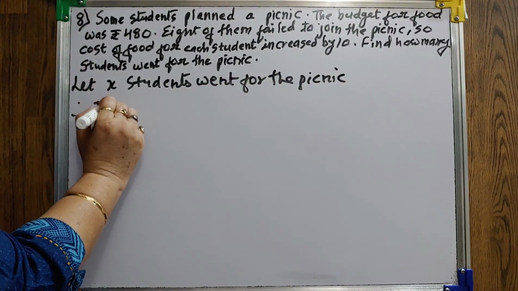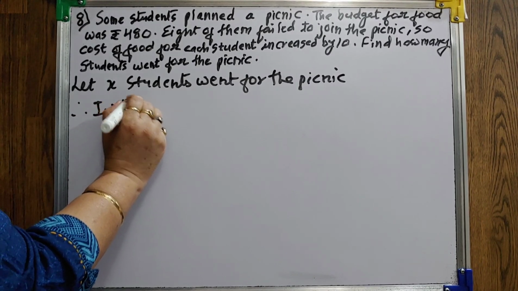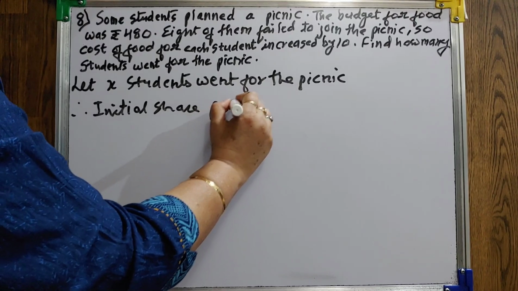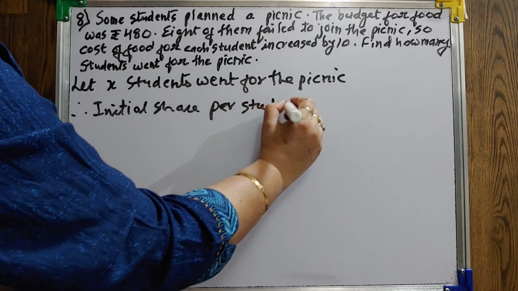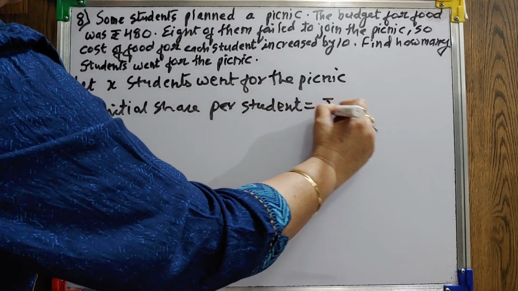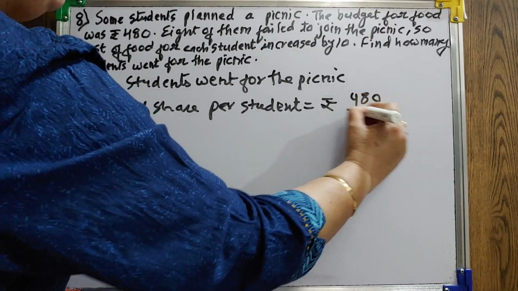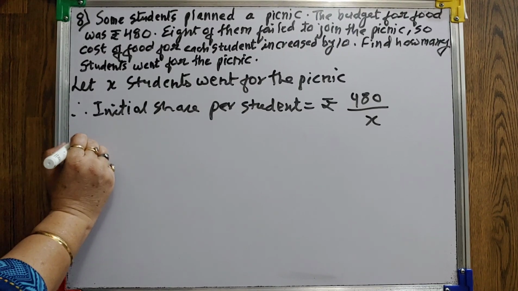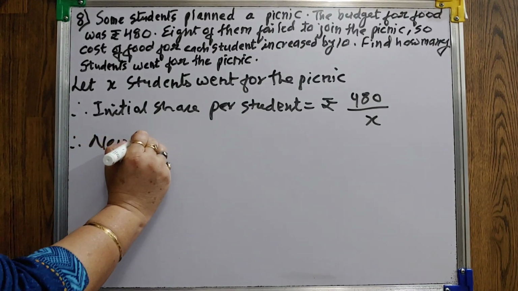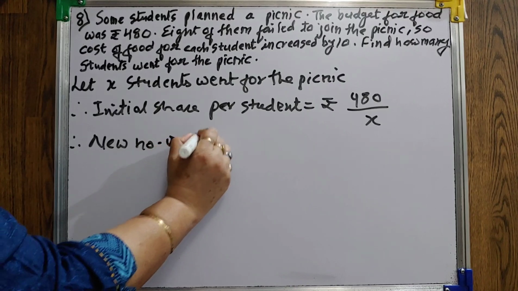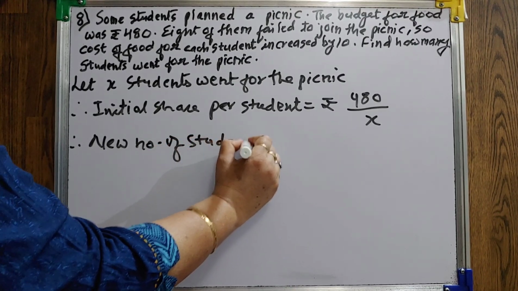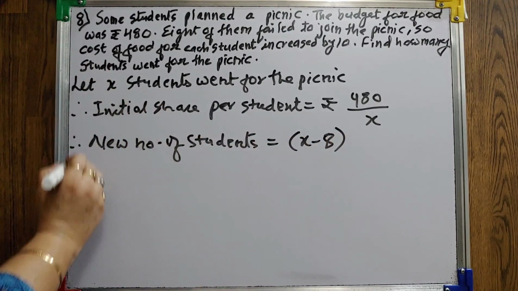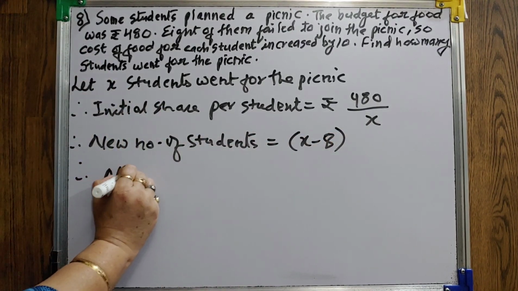Therefore, initial share per student will be 480 divided by x. Now 8 students failed to join. Therefore, the new number of students will be 8 less. Now the share will increase.